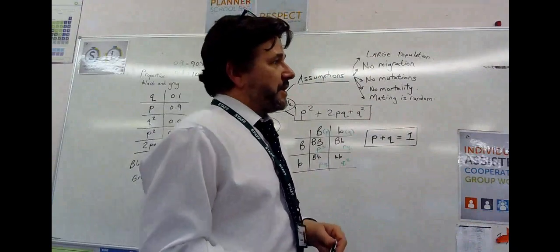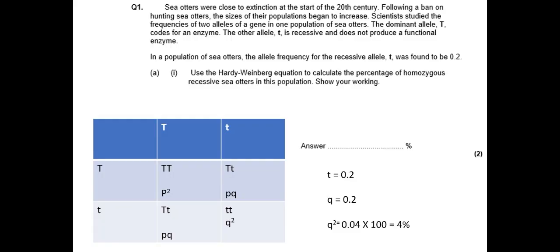Right, let's go through this together. First of all, the lead into this question, I'd like everybody to listen. The lead into this question is the recessive allele t. So t equals 0.2. So if I think, well, what is t? That is q. So I've got to find q squared. Q is 0.2. I square it, and I get 0.04. And then to get a percentage, I times it by 100 to get 4%.